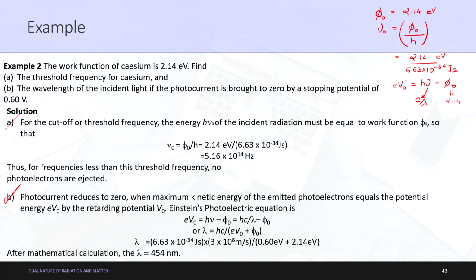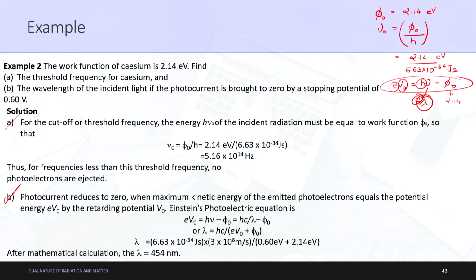The basic crux is you just need to remember this equation. You know the value of this E, you know the value of h, you know the value of C, that is 3 into 10 to the power 8 meter per second, and you know the value of phi naught. You just need to calculate the value of lambda. Everything is given, just formulate it mathematically and you get the answer.